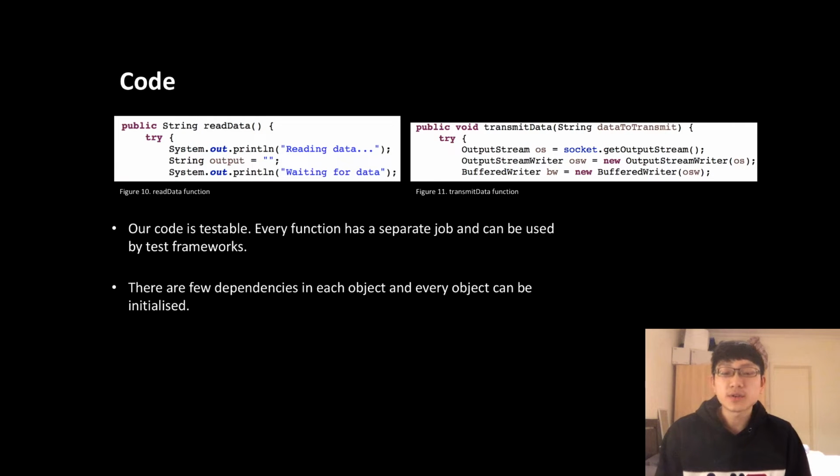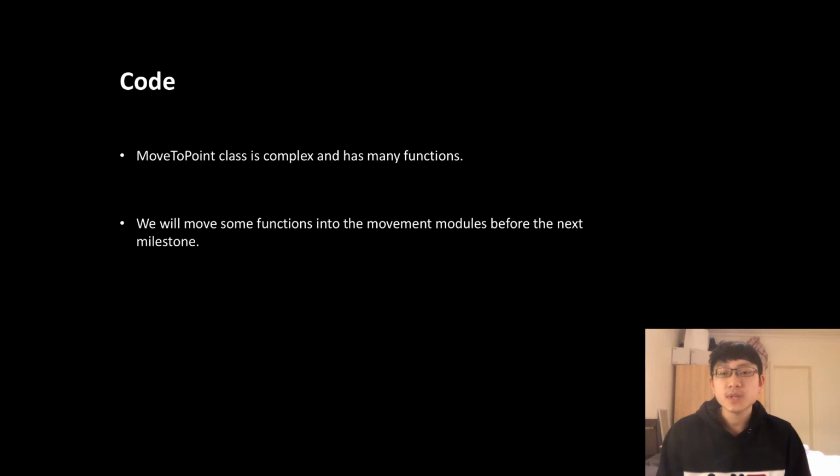Our code is also testable. Every function has a separate job and can be used by test frameworks. You can check out those examples in Figure 10 and Figure 11. There are few dependencies in each object, and every object can be initialized. In our code, move to point module is quite complex and has many functions. We can move some functions into the movement module before the next milestone.